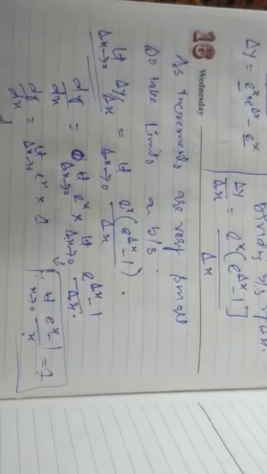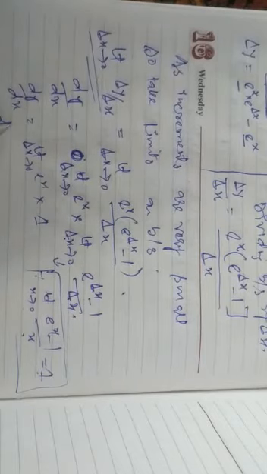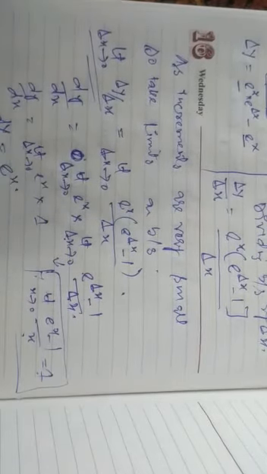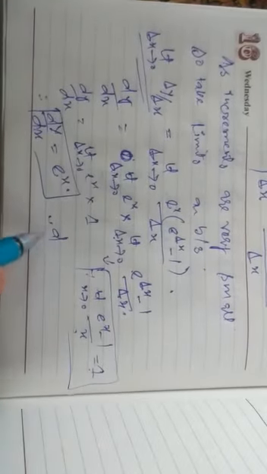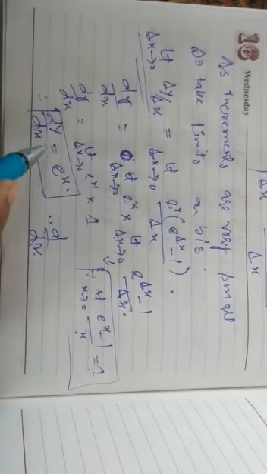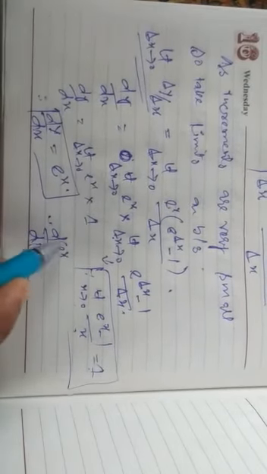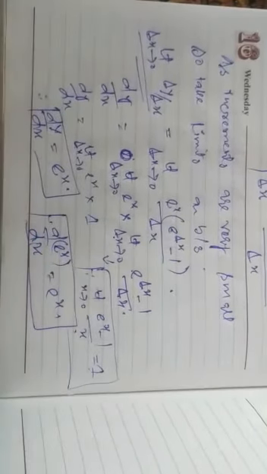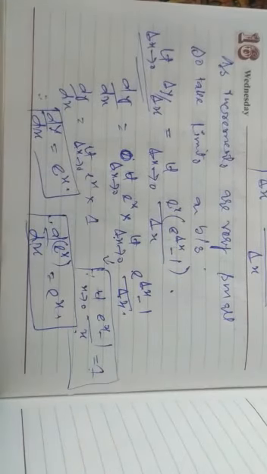Therefore d by dx of y, where y is simply e raised to the power x, because there is no delta x in it, we will get e raised to the power x. So the differentiation of this exponential function e raised to the power x is the function whose differentiation is the same as that of the given function.